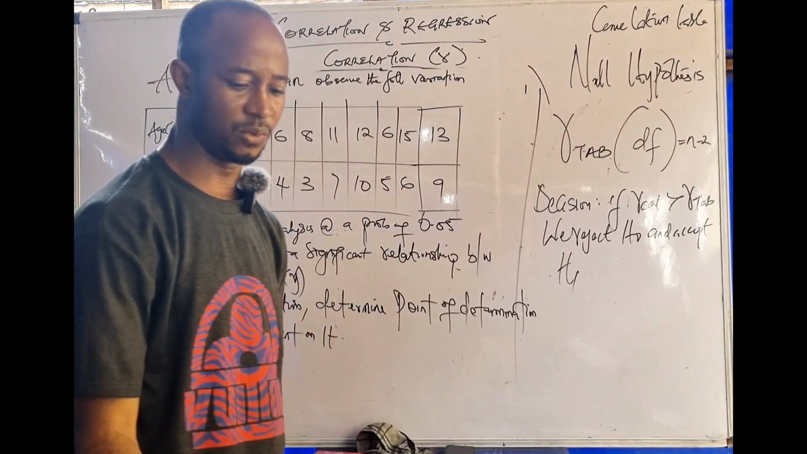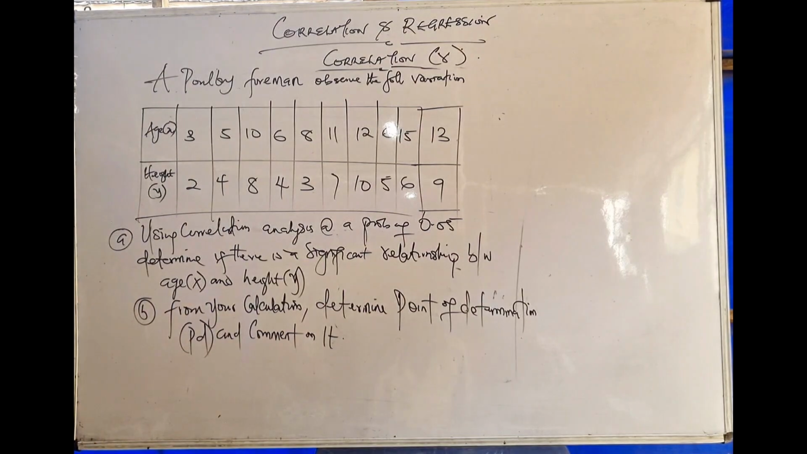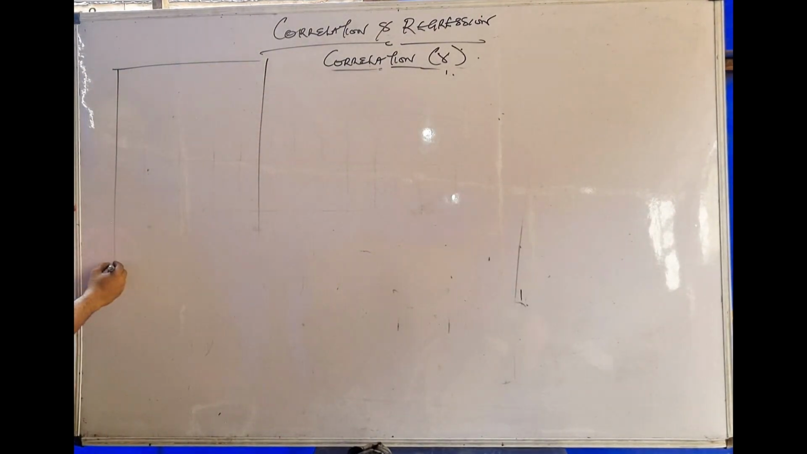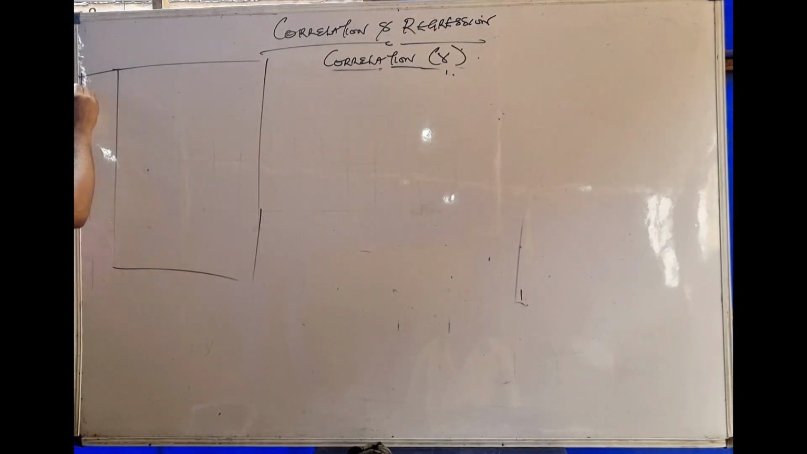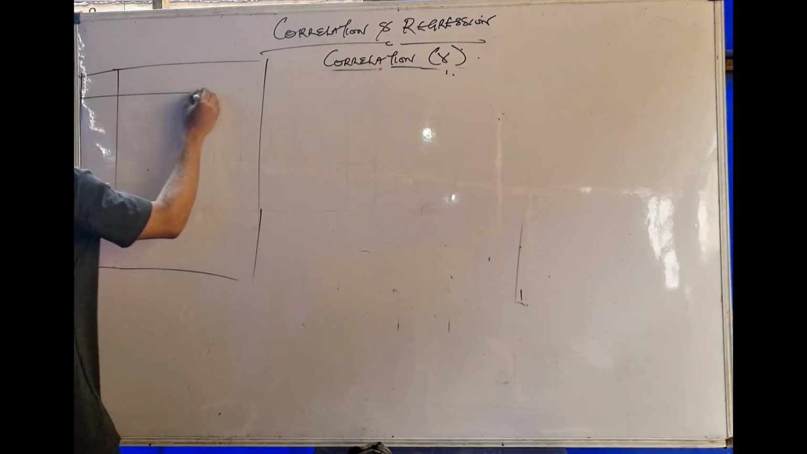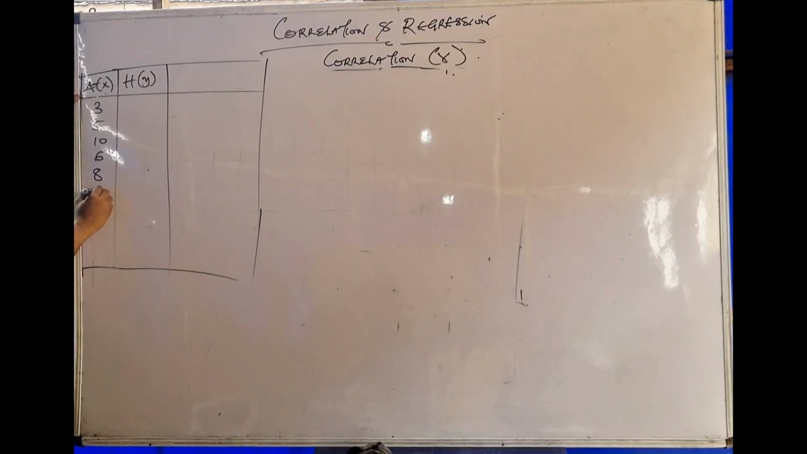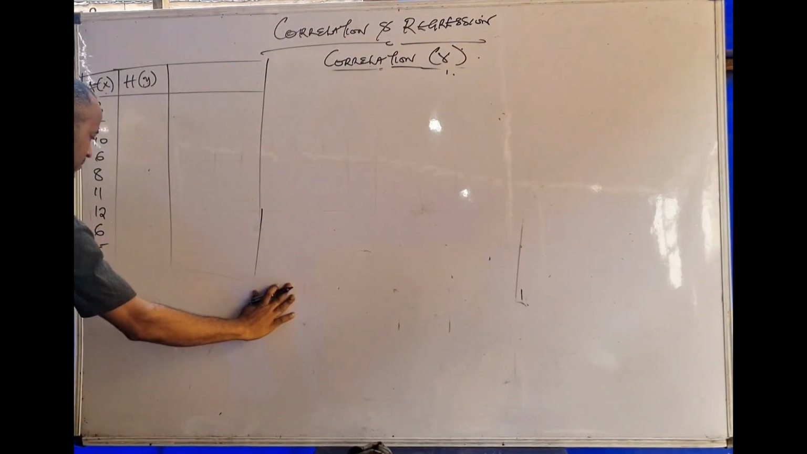I will solve this question, then we'll go. Are you done? We are giving all the table there. Age, X. That's our age, X. What's our height? Y. What's the value of our age? Let's bring it out. Give me the value: 3, 5, 10, 6, 8, 11, 12, 6, 15, 8, 13.